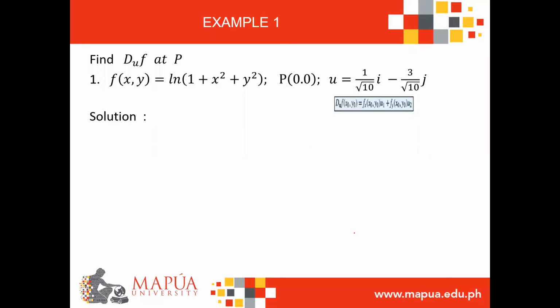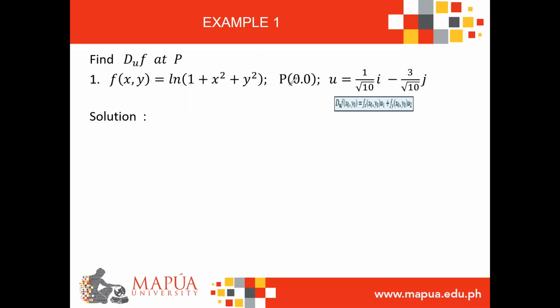So let us work on this first example. It says here, find the directional derivative of the given function, denoted as d sub u f. So this is in the direction of the unit vector at the given point, where the given point is at 0, 0, and this is your function in 2-space, and this is the unit vector given. So we have here the corresponding formula to be used.